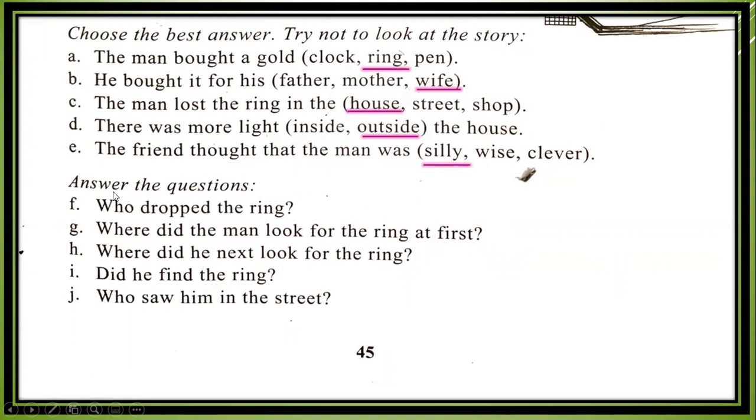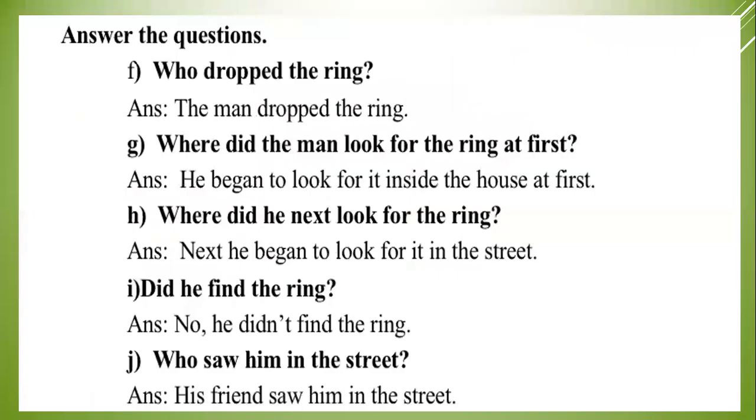Now we have question answers. Let's see who dropped the ring. The man. Where did the man look for the ring at first? Inside the house. Where did he next look for the ring? Outside the house. Did he find the ring? No. Who saw him in the street? His friend. Let's write the complete answers in your notebook.